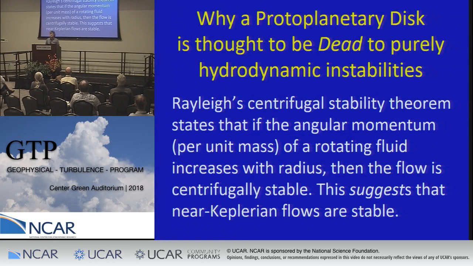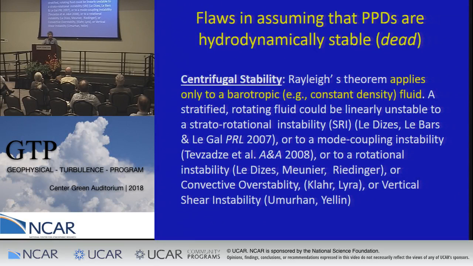I think originally people thought that hydrodynamic instabilities were not possible in protoplanetary disks due to Lord Rayleigh, who argued both from a linear and finite amplitude point of view that you're not going to be unstable unless you have the angular momentum per unit mass weighted toward the center of your disk, not at the outside, which is not what a Keplerian disk does. And so that suggests that Keplerian disks or sub-Keplerian disks are going to be stable.